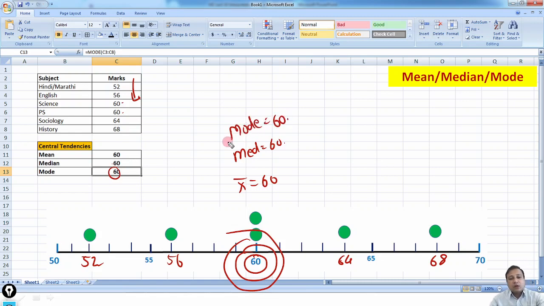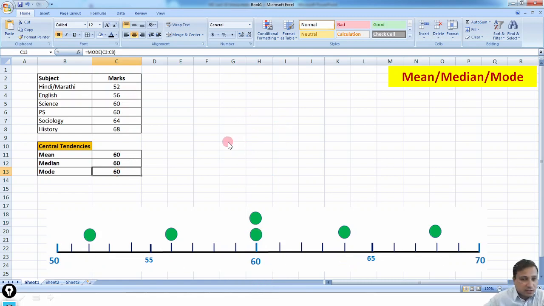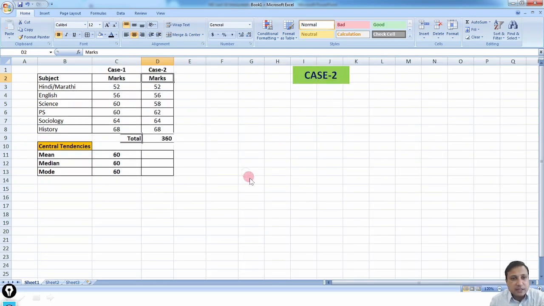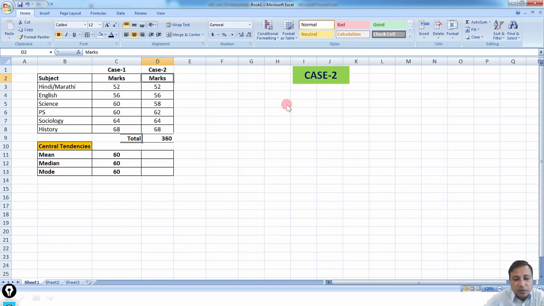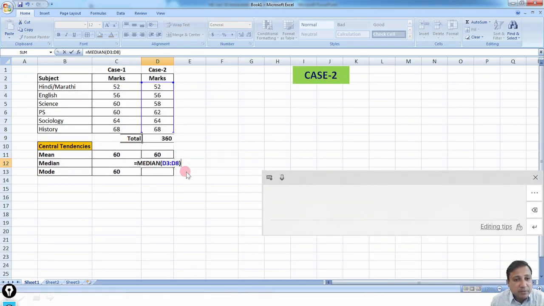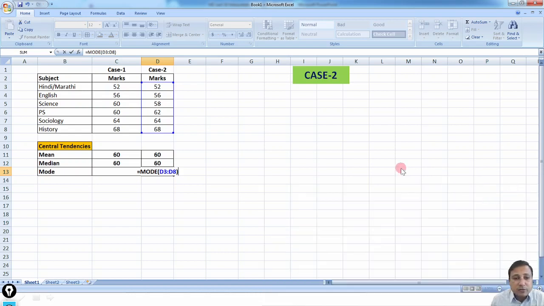Fine. Now let me take you to the further slides. So this was one example. Now let's consider case number 2. Now here there is another student and he has also earned different marks in different subjects. Now let us compute mean, median and mode here. When I compute the mean it will come 60, median will come 60 and mode, what would be the value here?